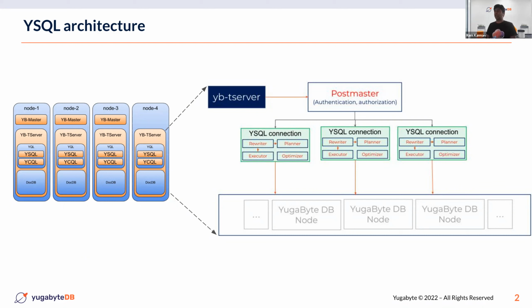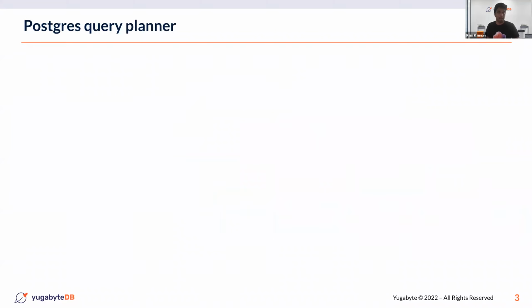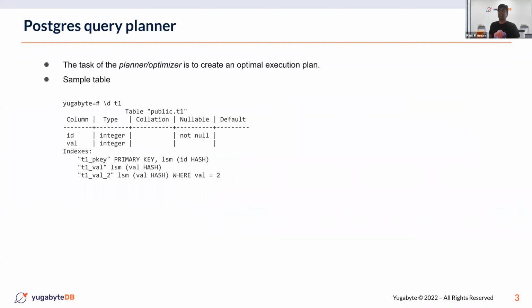So every YSQL connection, just like a Postgres connection, executes a bunch of functionalities like query rewriting, query planning, query execution, query optimizer, etc. Specific to PG hint plan, the thing that is of more interest to this talk is the Postgres query planner, right? The typical functionality of any query planner, specifically the Postgres query planner, is to create an optimal execution plan for queries. And let me explain that with the help of an example, right?